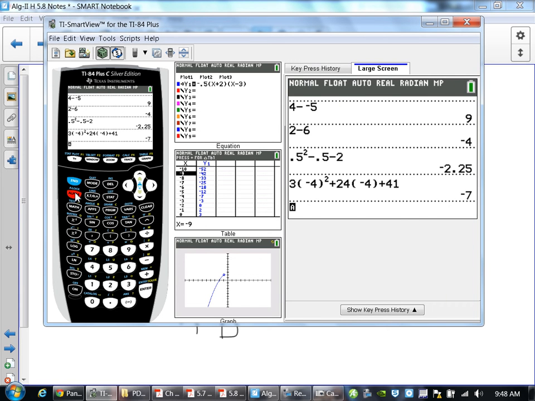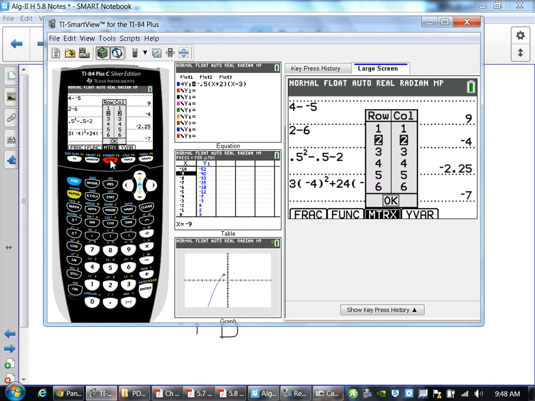hit alpha zoom. Alpha zoom. It should look somewhat similar to what I have in there. I think yours might be horizontally written. What I want you to do is create a 3 by 3 matrix. You want 3 columns and 3 rows. So in here, you should be able to just move it.